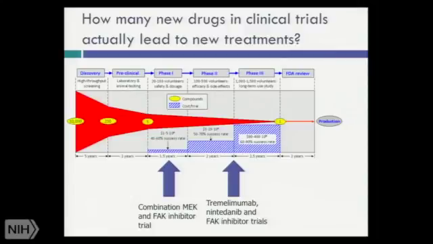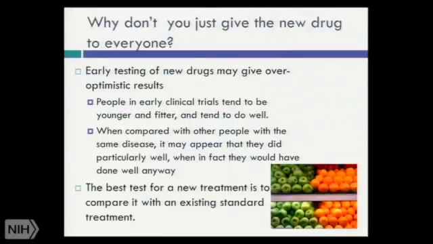How many new drugs in clinical trials actually lead to new treatments? Well, there is a bit of a funnel here. So we've got discovery for agents that might look good in the laboratory and animal testing, then going through to phase 1, which is the first point at which human volunteers might be involved. Still, even those drugs that make it through to phase 1 and then phase 2, often testing in more specific tumour type, a smaller number will make it through to routine clinical care.